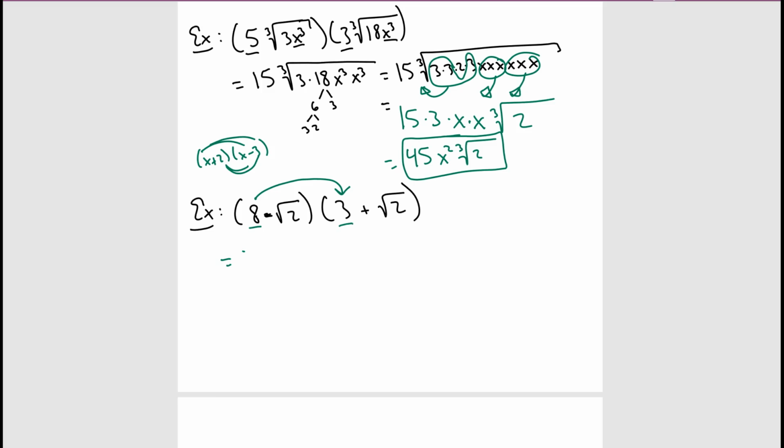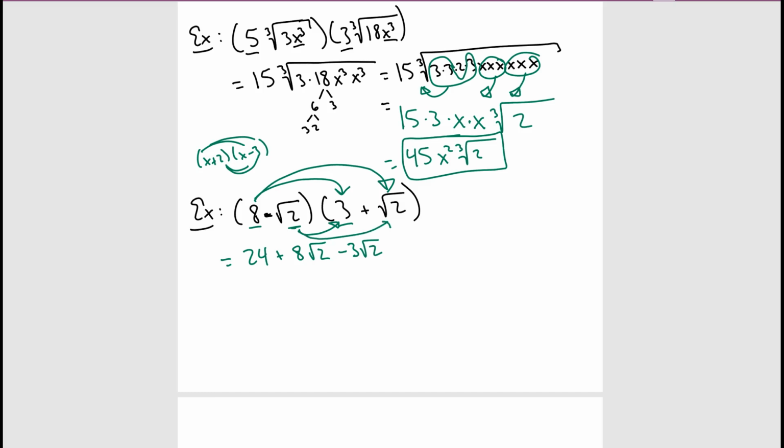That's going to give me 24. Then we're going to take this 8 and multiply it by the second one. That's going to give me a plus 8 square root of 2. Then we're going to take this next one and multiply it by this 3. So we're going to have minus 3 square root of 2. And then this square root of 2 times the square root of 2.